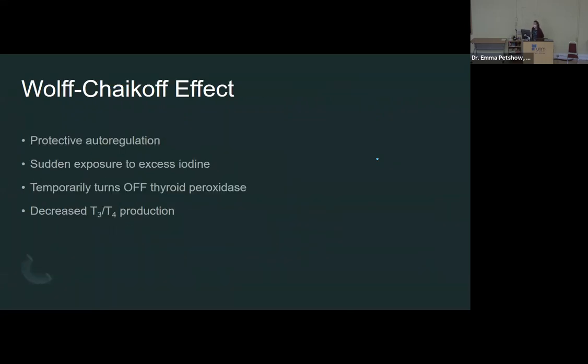So the Wolff-Chaikoff effect, this is one of those things that you could see on the test. That's why I have it here. This is essentially thyroid's protective autoregulation system. If there's excess exposure to iodine in the body, in the system, it's going to turn off thyroid peroxidase and shut down T3, T4 production. So again, if you have an excess, we don't see this often, but you can see it. If you have an excess input of iodine into the system, it's going to shut down thyroid peroxidase, and it's going to stop T4, T3 conversion.